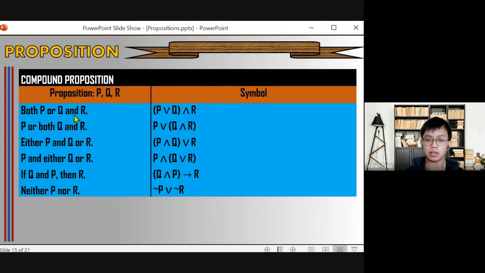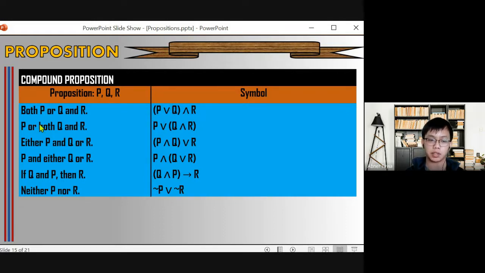Ibig sabihin, ang main connective natin dito is yung conjunction. And yung disjunction na P or Q, it is just part of the or subproposition of our conjunction. So ang proposition na to ay tinatawag natin conjunction kasi yun ang pinaka-main connective na ginamit. Okay.